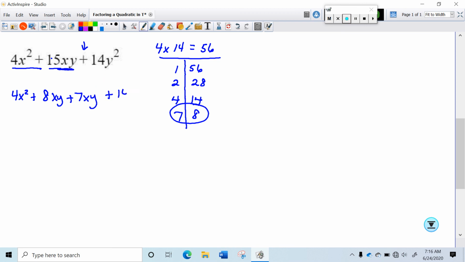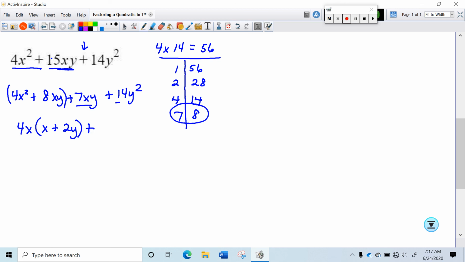Bring down the last term. Parentheses around the first two terms. I can divide by 4, and I have an x in common. A 4 and 2 x's. I took a 4 and 1 x out, so that's an x left over. Plus sign. 8 divided by 4 is 2. Have an x and a y. I took an x out, so that's a y left over. Bring down the plus sign.